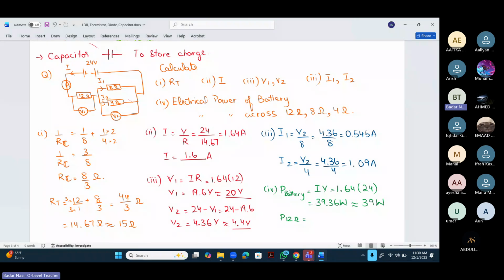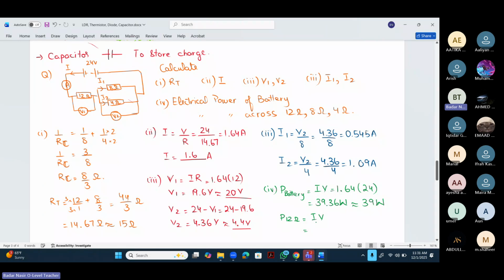See, if you want to find out the power across the 12 ohm resistor, it's totally your choice. P equals IV, I square R, and you can also use the P equals V square over R formula as well. So, beta, let's say if we want to find out the power across the 12 ohm resistor, I can use IV.